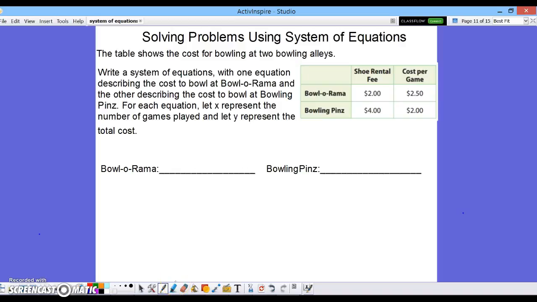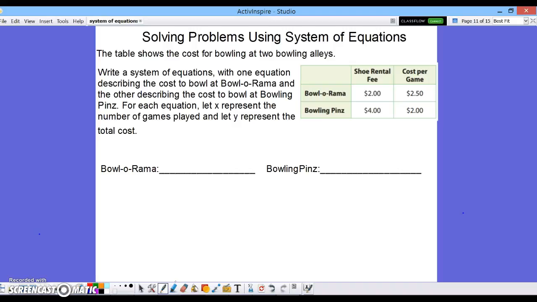All right, so now we're going to solve problems using system of equations. This, like I said earlier, is very similar to how we wrote equations to represent situations. So we have two bowling alleys. It says write a system of equations with one equation describing the cost at Bowl-O-Rama and the other describing the cost at Bowling Pins. For each equation, let X represent the number of games played and Y represent the total cost.